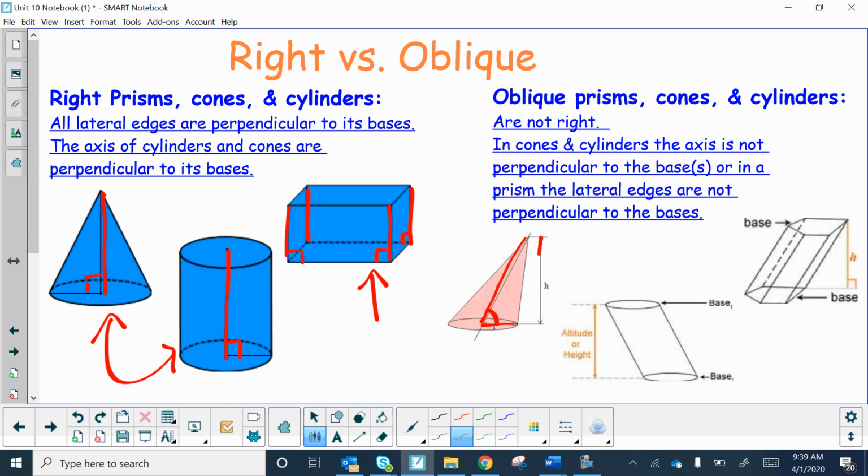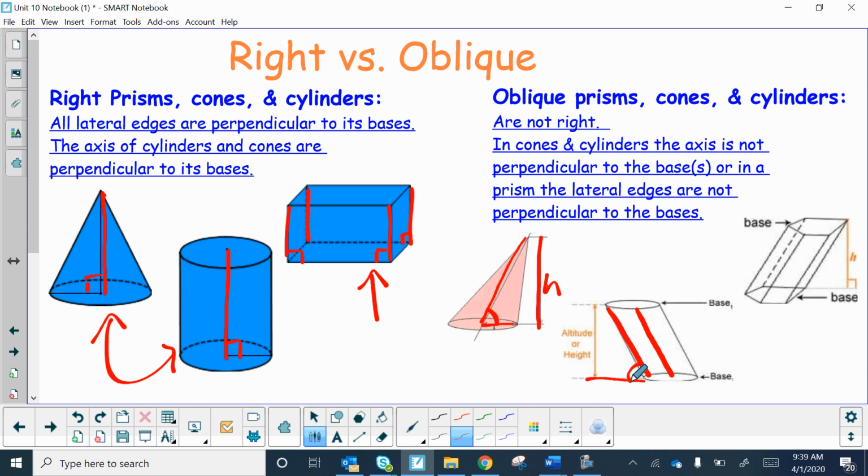Okay, so we're going to represent this as the height of this cone. And we're going to get more into that when we find the volume and surface area. We'll have to know that. So right here, like this edge or even the axis in the middle, those make an acute angle right here. Those are not right angles like over here on the left.